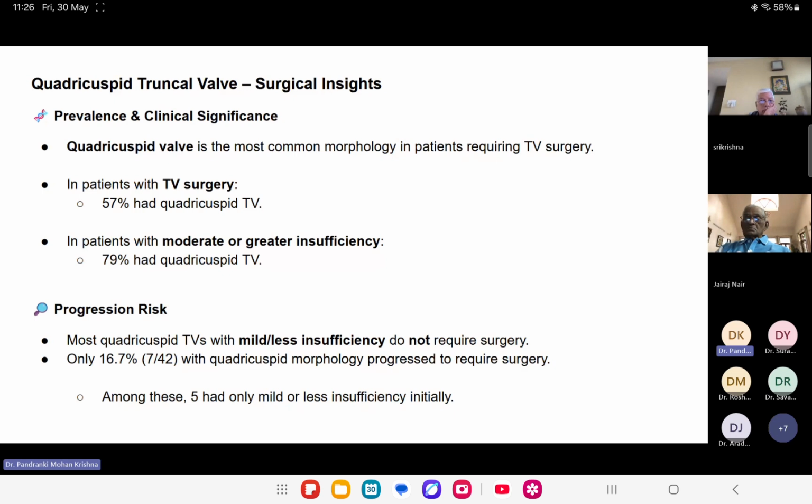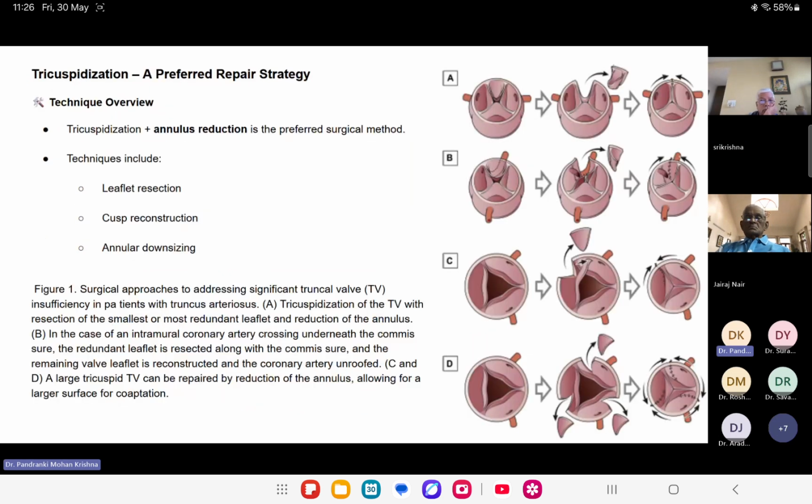So tricuspidization plus annulus reduction is the preferred surgical method. That is leaflet resection, cusp and commissure reconstruction, and annular downsizing. These are the different ways we can do it, because there will be different combinations. In relation to the coronary artery origin, which may lie behind the commissure also, sometimes it needs reconstruction of both the aortic root and the valve also.